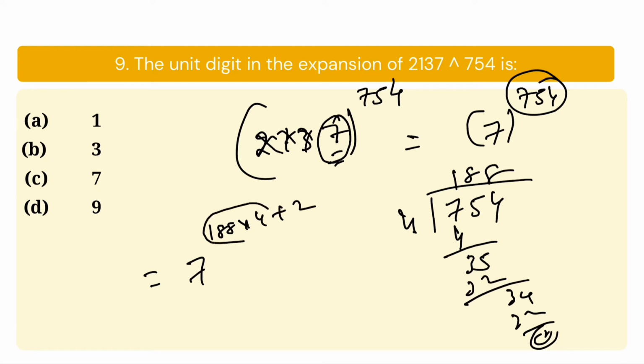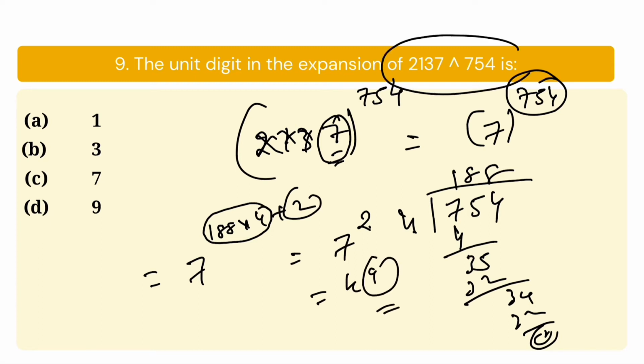As it gets repeated for every multiple of 4, we don't require that part. So 7 squared, take the remainder part, that's enough. Now 7 squared means 49, and the units digit is 9. So the units digit of the whole expression is equal to the units digit of 7 squared, which is 9. So the answer is 9.